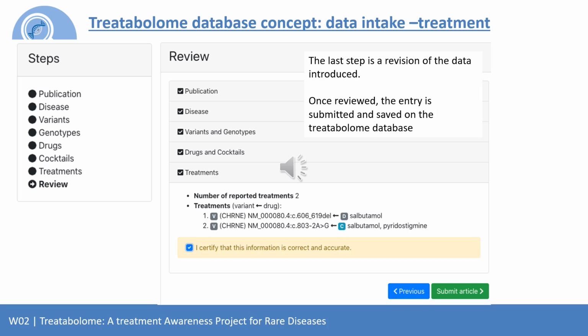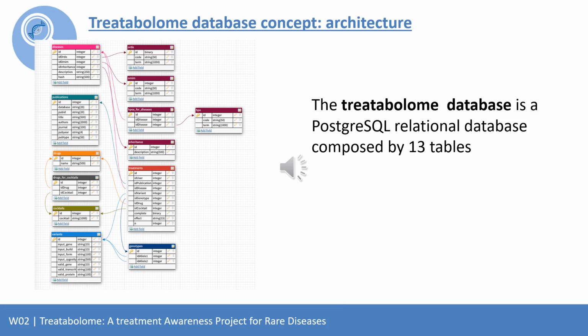Finally, the last step is to review and confirm that the data entered is correct. Once reviewed, the entry is submitted to the system and stored in the Treatabolome database. Here, I don't want to enter into technical details, but the Treatabolome database is a PostgreSQL relational database composed of 13 tables that enables a large flexibility among connection at different levels, which will be very useful to answer queries from different use cases and different entry points, such as queries at the gene level, variant level, disease level, symptom level, etc.